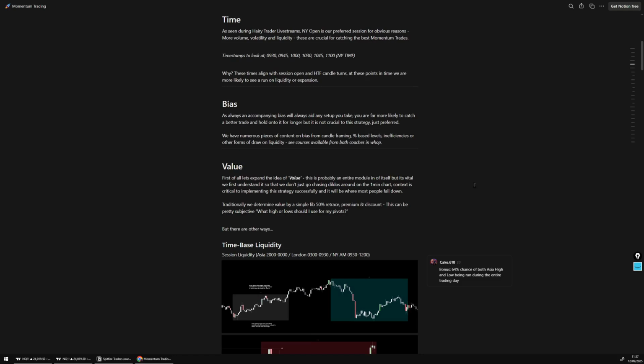Traditionally, we determine value by a simple fib. I use the 50% as simple premium discount. If we're in the premium, I'm looking for shorts. If we're in the discount, I'm looking for longs. But this can be pretty subjective because you have to actually draw the Fibonacci. You have to pick the pivots, and you need to be able to actually identify that 50% premium discount. So a little bit subjective.